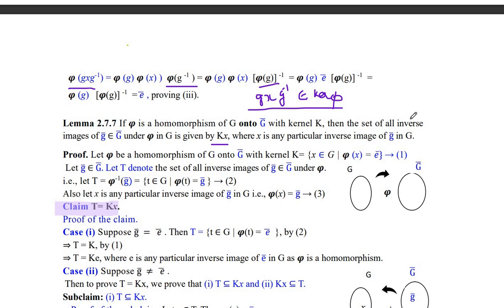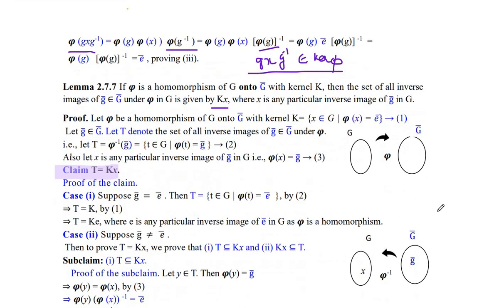We have to show that the set of all inverse images of G bar in G bar under phi and G is given by this, where X is any particular inverse image of G bar in G. So we consider phi to be a mapping from G to G bar, which is an onto mapping, and kernel K is all those elements in the domain which are mapped onto the identity element. That is our kernel phi, so that's taken as capital K. We shall name this as 1.